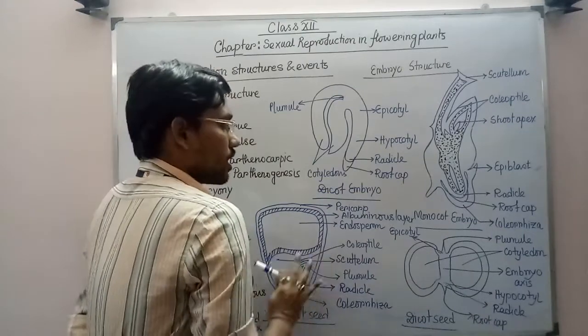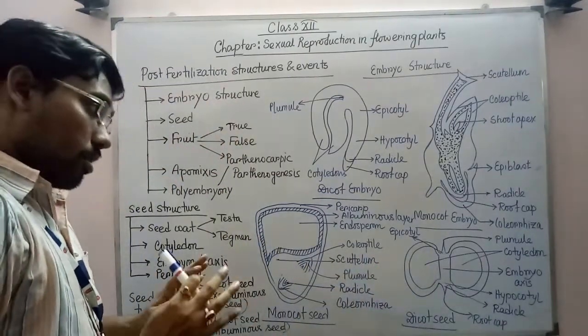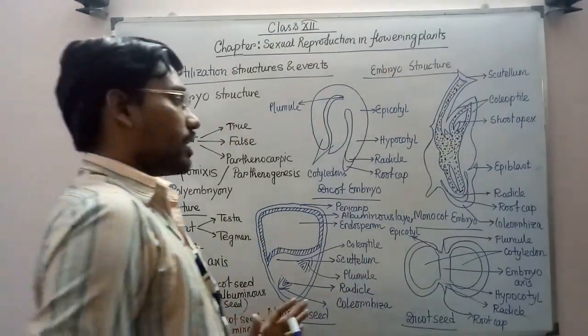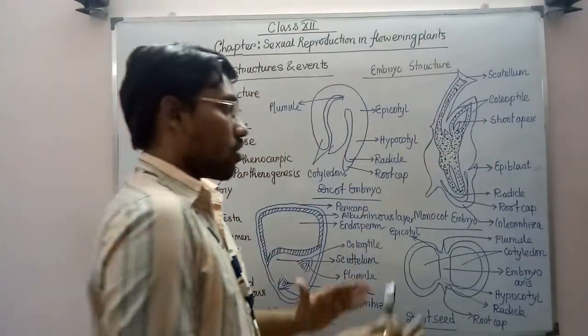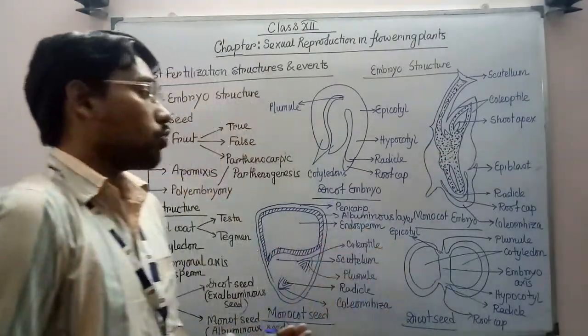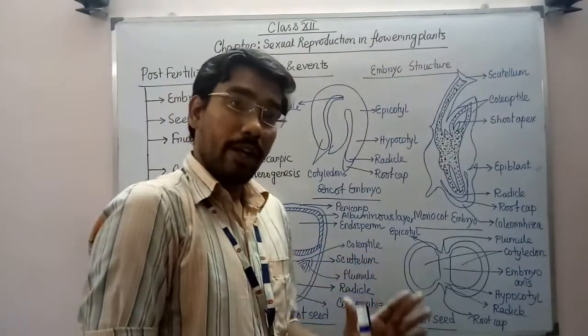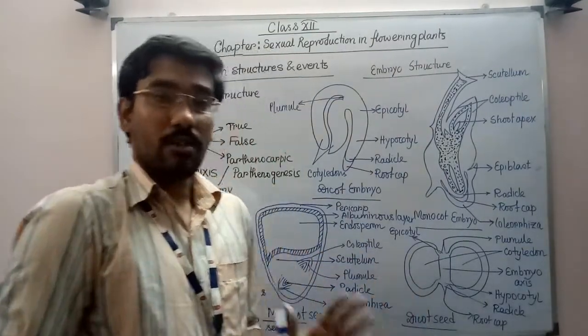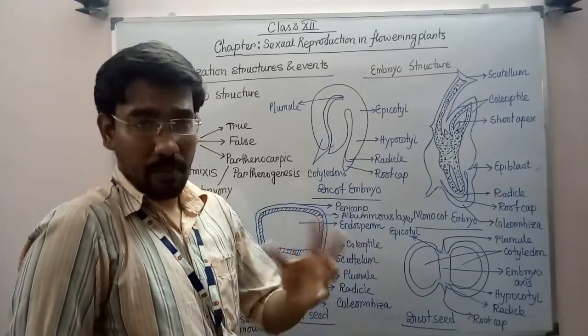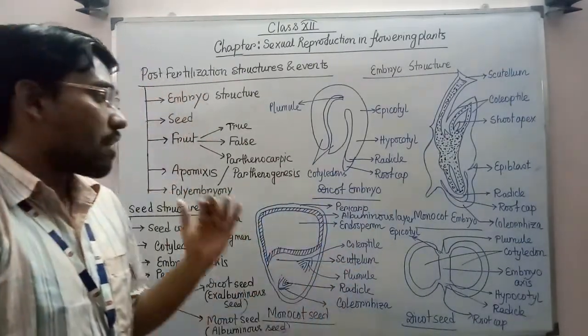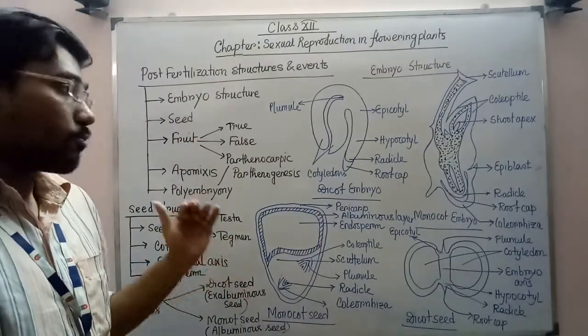So these are the total seed-like structures shown. You will be studying very carefully the difference between the monocot seed and dicot seed, and the difference between the dicot and monocot embryo. Study these points very carefully, because they are very important, and most of the time we mix those things up. So for that reason we have to keep them in our mind properly.